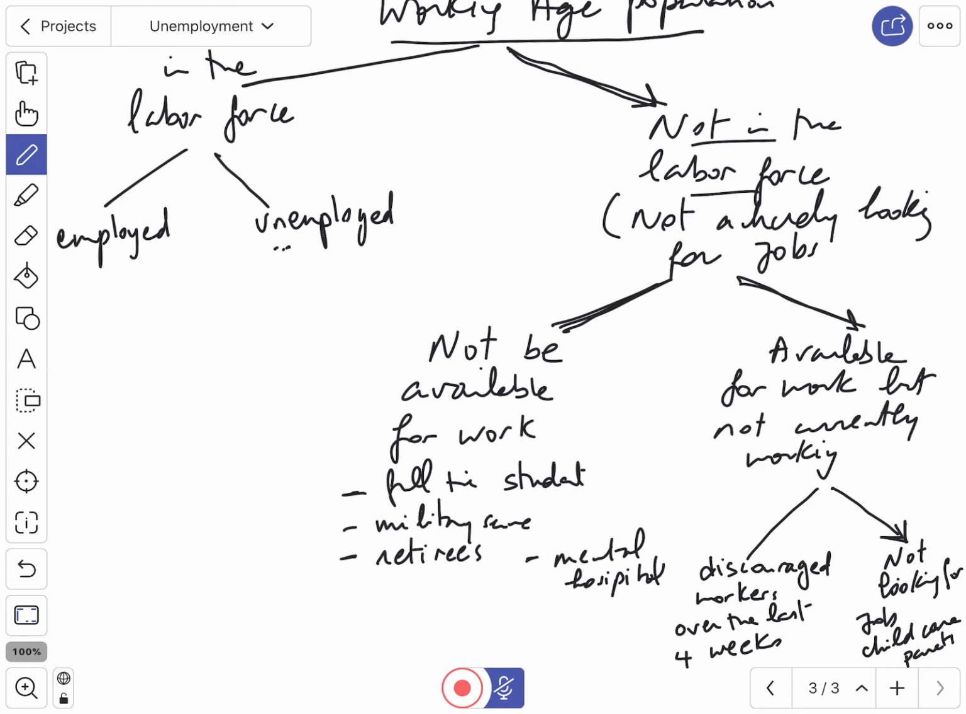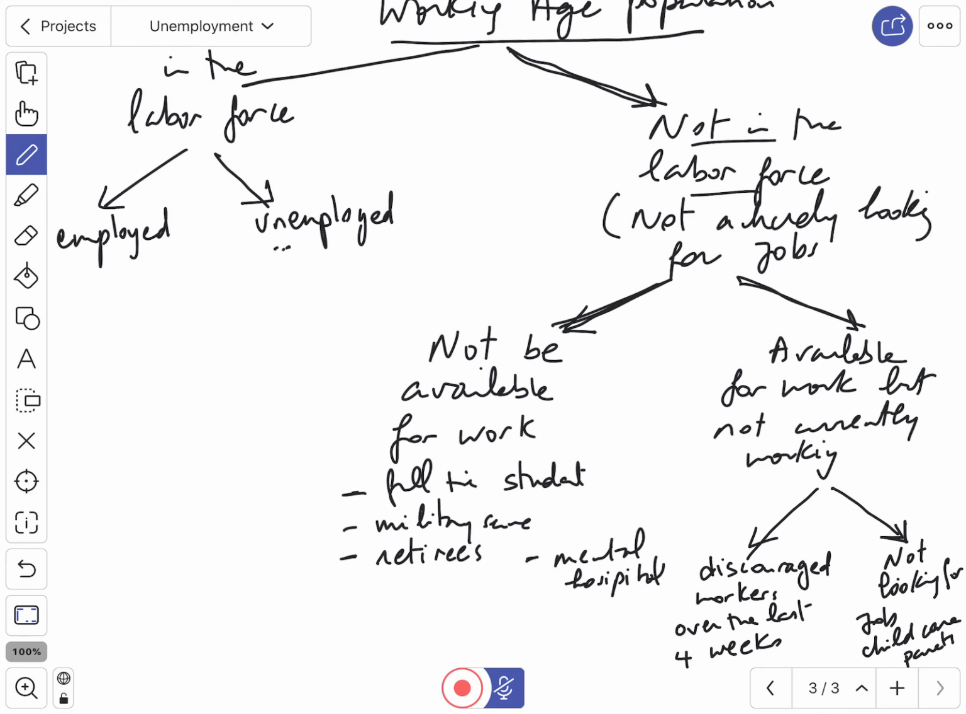Okay, so this is the big picture of the household survey. They take those 60,000 people and divide them into different categories: employed, unemployed, not available for work or discouraged workers, and so on. Based on that, we can come up with different statistics.